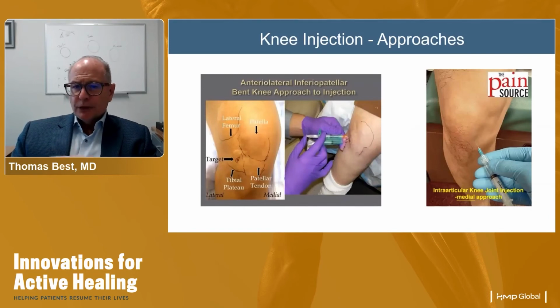So again, just briefly looking at the different approaches, as you can see here, this is the anterolateral inferior patellar injection, with the patient sitting on the table. If I'm worried about somebody having some sort of reaction, then obviously I'll do it with them lying flat. But this particular approach works well for me. We can identify the lateral femur as well as the tibial plateau. And I prefer to go in just lateral to the patellar tendon itself.